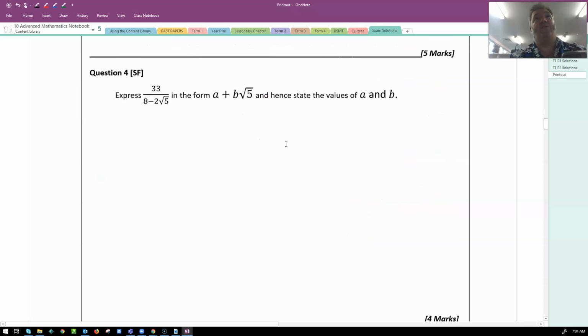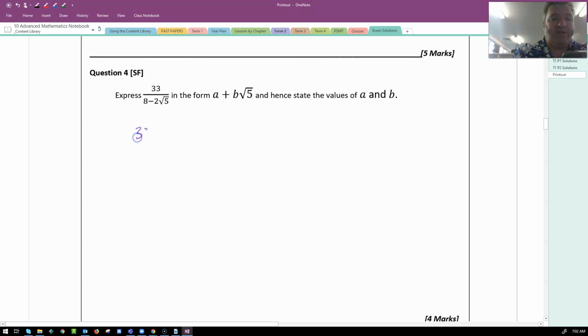33 over 8 minus 2 root 5. So this is something where we've got to rationalise the denominator. I disguised the question a little bit. I gave it a slightly different instruction. Express it in the form a plus b root 5. You can see there's no surd on the bottom of a or b, so we're right to go.